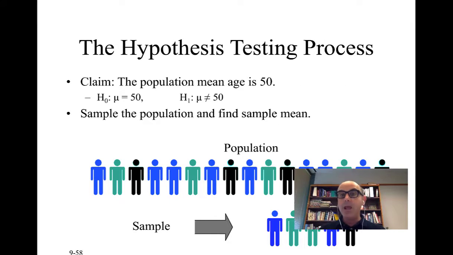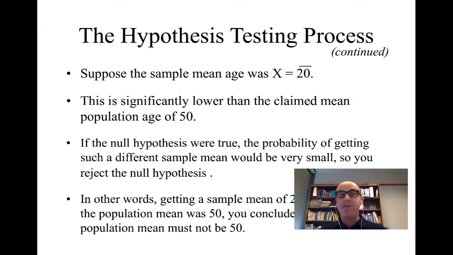So the hypothesis testing process: the claim is that the average population age in Tampa, Florida is 50 years old. We take a sample from the population and define the sample mean. In this case, this is what we will do in order to determine whether the claim is the null hypothesis or the alternative hypothesis.